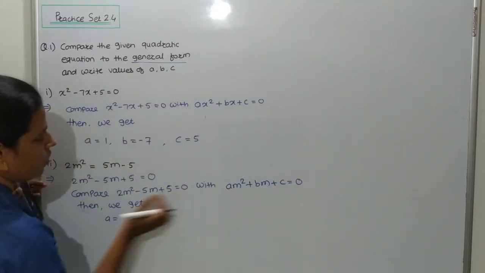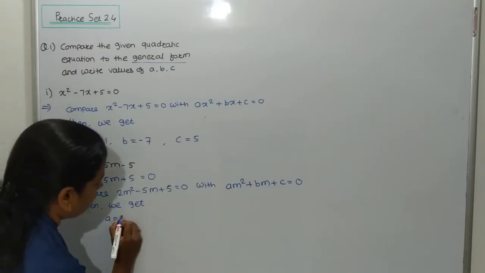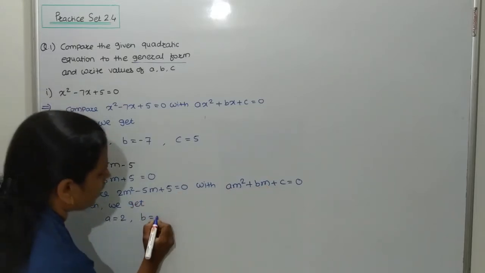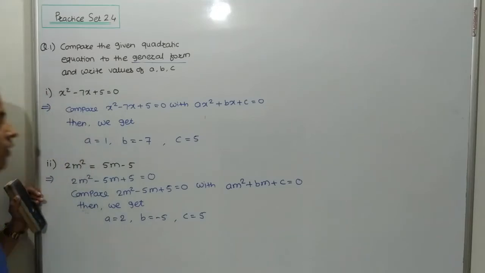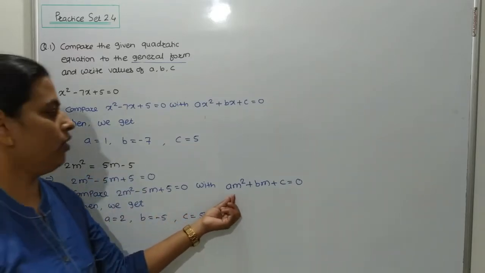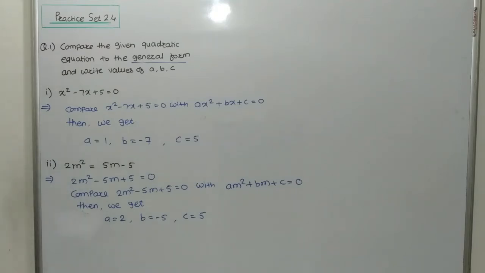So coefficient of m square: this one is a and this one is 2. That means a is equal to 2. Then b is minus 5 and c is equal to plus 5. Okay, that means in this given quadratic equation the variable is m. So therefore we have to write down the standard form like am square plus bm plus c is equal to 0. Now third question, y square is equal to 7y.